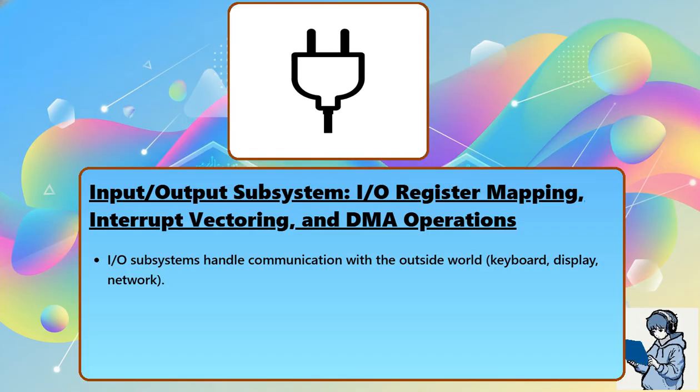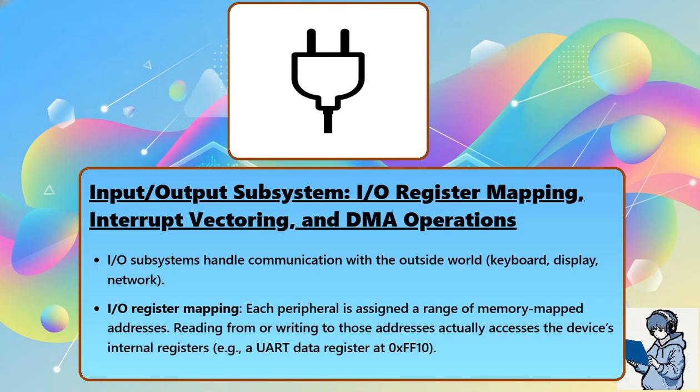I/O subsystems handle communication with the outside world: keyboard, display, network. I/O register mapping: each peripheral is assigned a range of memory-mapped addresses. Reading from or writing to those addresses actually accesses the device's internal registers. For example, a UART data register at FF10.